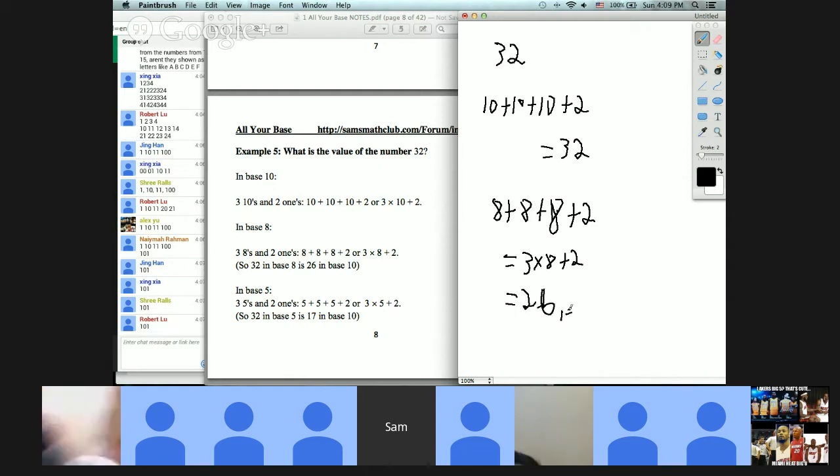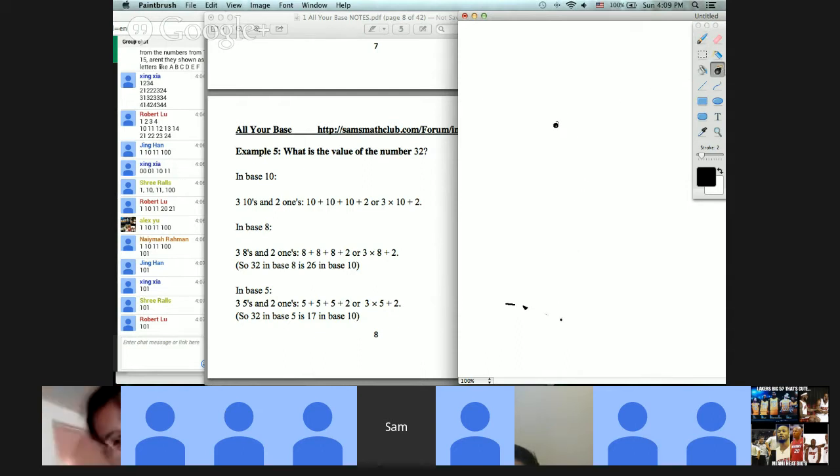So this is base 10, while this is base 8. So numbers in base 8 don't equal numbers in base 10. So like 32, remember it's 3 eights, so 1, 2, 3, plus 2, which equals 26 in base 10. That's a little complicated. So I'll do it in base 5.